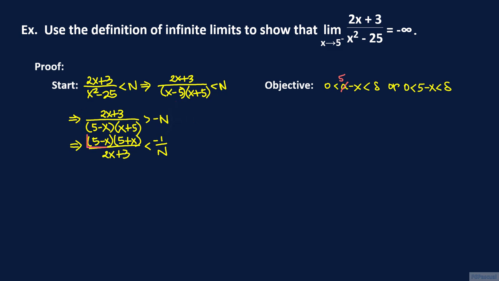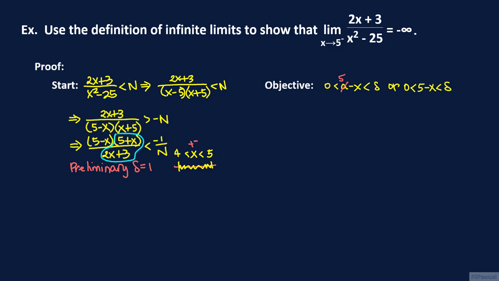Now that we've got 5 minus x in this inequality, we just need to find bounds for (5 + x)/(2x + 3). These bounds should be positive, and we search for these bounds near x equals 5 and to the left of x equals 5. To find these bounds, we guess at a value of delta. Let us try delta equals 1. 1 unit to the left of 5 is 4. And so x is between 4 and 5.